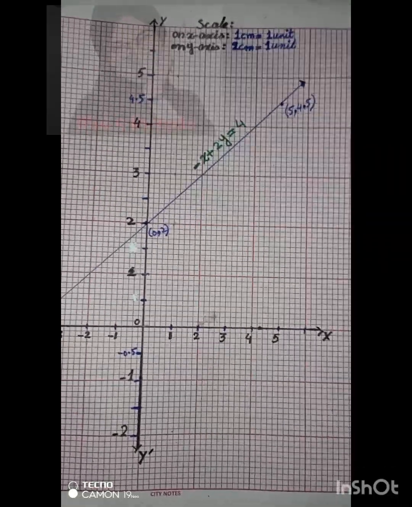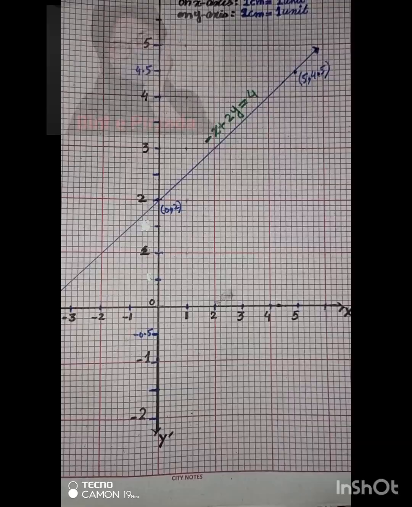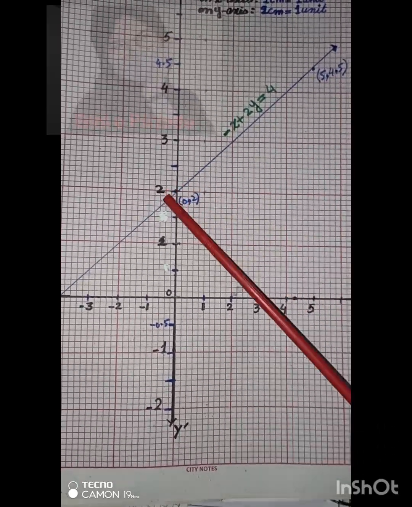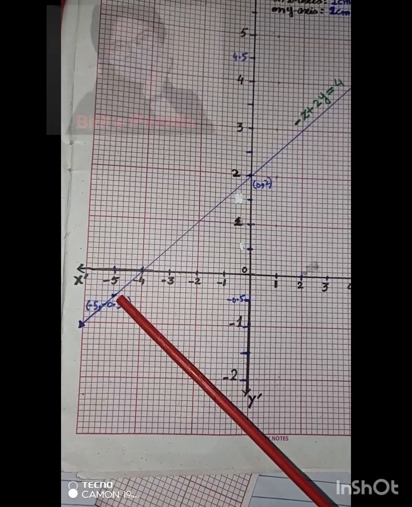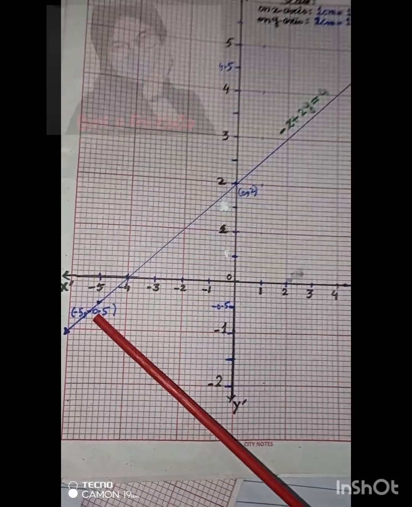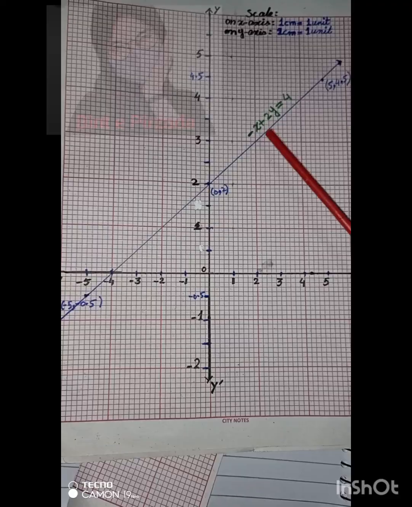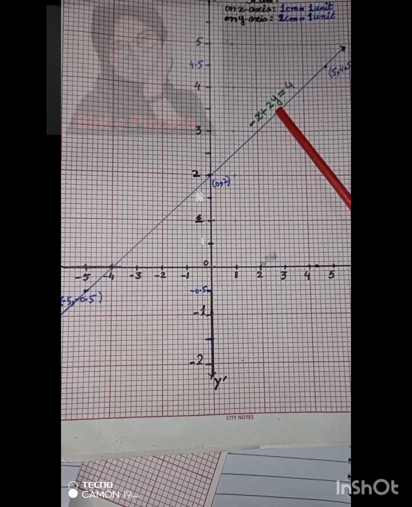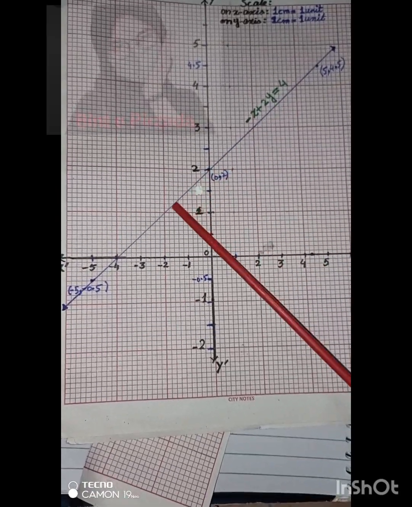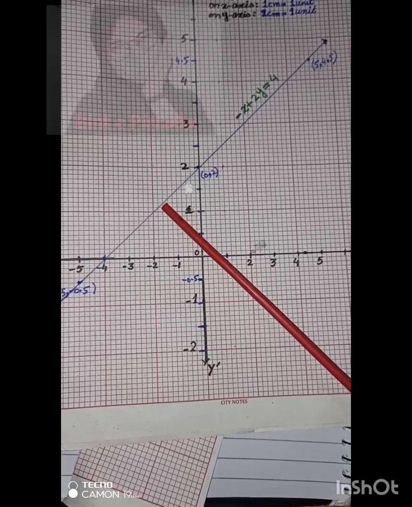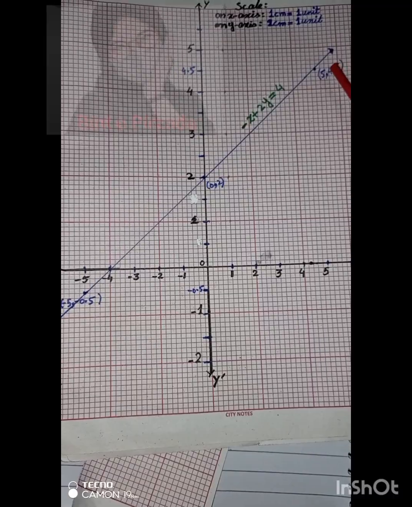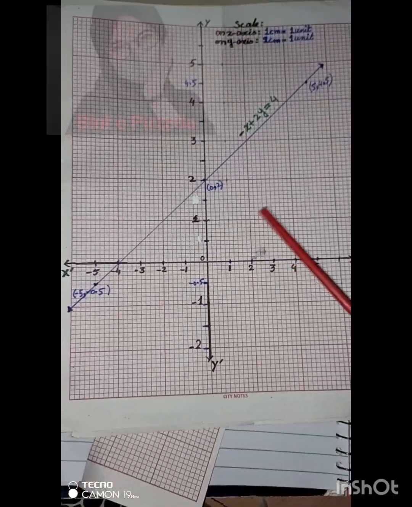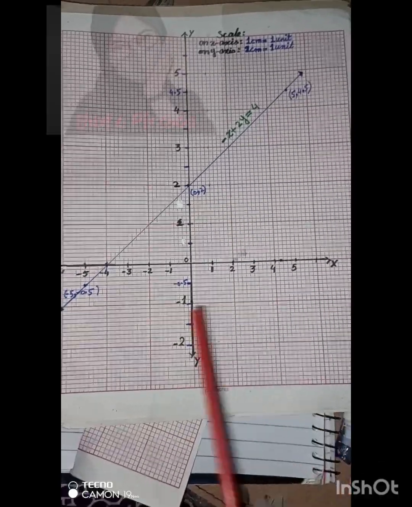So see, here we have drawn the line passing through the points 5, 4.5, 0, 2 and -5, -0.5. You can see that this is a straight line. So whenever we draw a linear equation, we will get a straight line in the graph. We will put arrows on both sides, and we will also write the equation. Here it is done. So first of all we needed the table, so we have drawn the table.